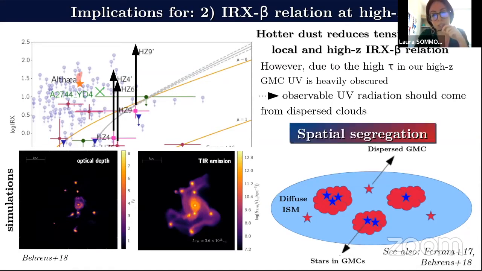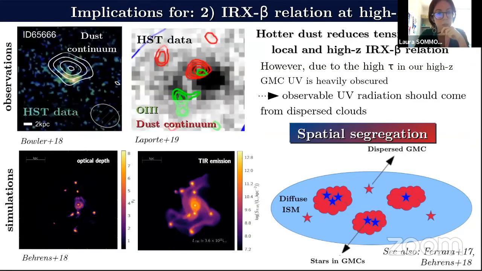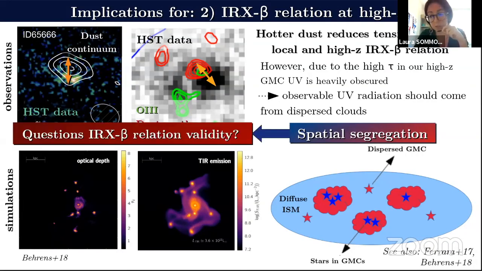This is in favor of a scenario of spatial segregation between far-infrared emission and UV emission, which should come from spatially separated regions within galaxies. And this is also in line with some recent observations, such as the one by Bowler 2018 and Laporte 2019, which observe a spatial offset between the HST data and the ALMA data, so between the UV emission and the dust continuum emission. This might lead us to question the validity of the IRX-β relation at high redshift, since this relation assumes the co-spatiality of the two emitting regions, so the UV and the far-infrared emitting regions.